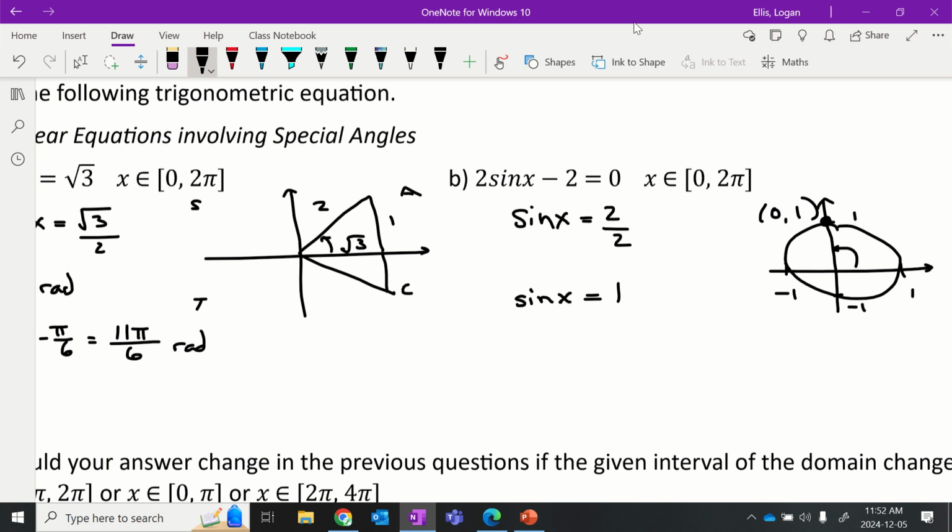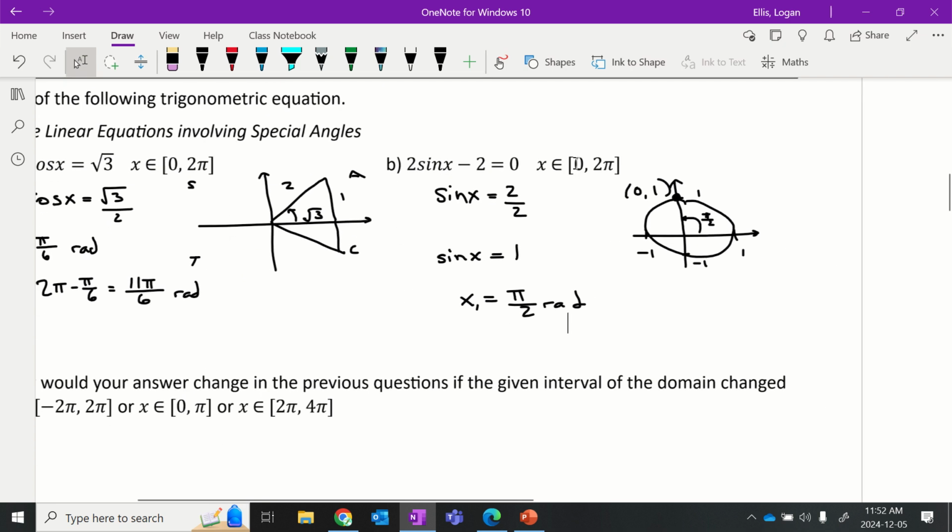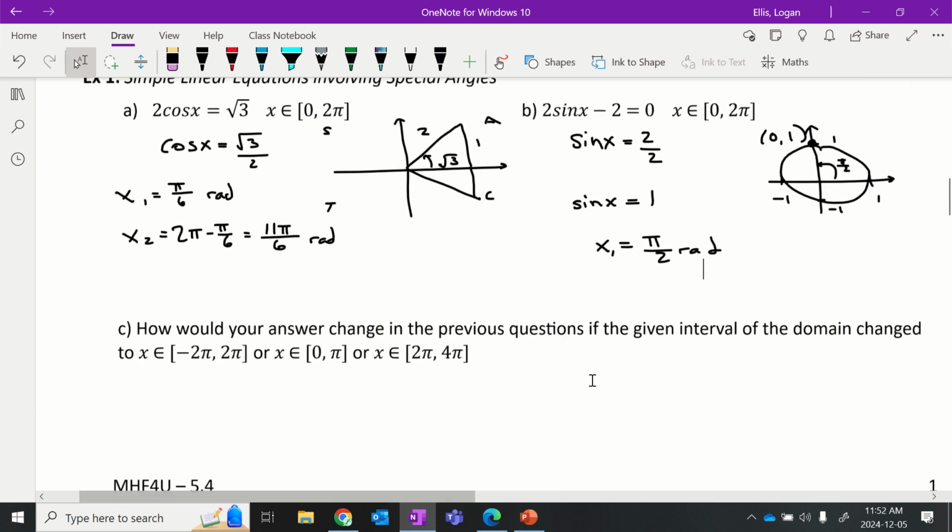So the only spot between 0 and 2 pi, 1 full revolution, where we have a y value, sine, of 1 is at pi over 2. So our answer, our only answer, is x equals pi over 2 rad. So that would be your only answer for that one. If we had more revolutions, because we were looking at a bigger domain, you'd have more answers there.